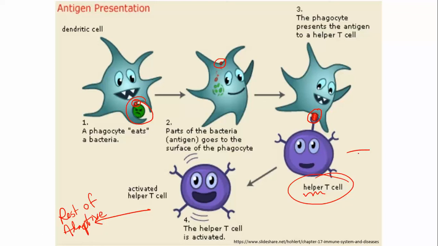Unfortunately, HIV likes to take these out. So that's why HIV is so dangerous, because it basically kills the cells that turn on your entire adaptive immune system.